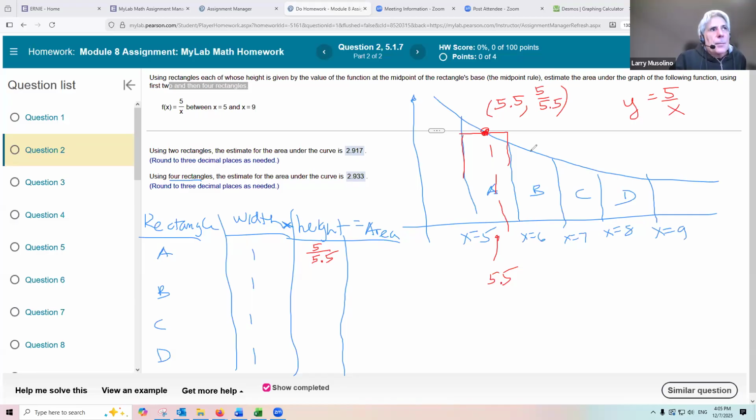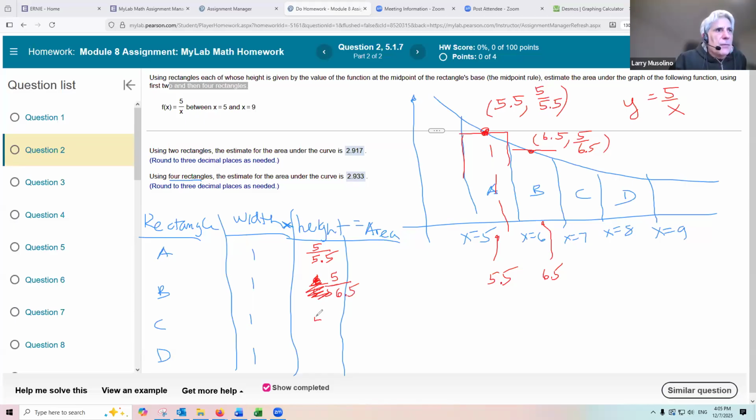All right, what about rectangle B? Well, the midpoint is 6.5. So this point is 6.5, 5 over 6.5. So the height here is 5 over 6.5. And I think you could see that for rectangle C, it's going to be, oops, my mistake here. I wrote this wrong. It should be 5 over 6.5.